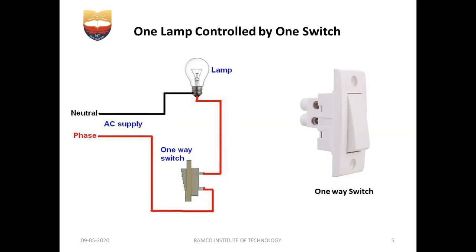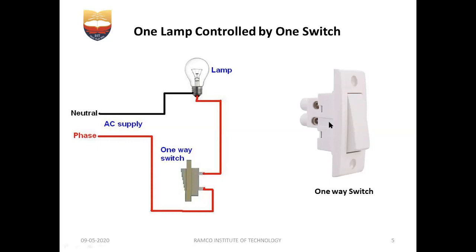Black color wire is meant for neutral. Red color wire is meant for phase. Then normally the earth terminal's color is green, right? So see the phase terminal, which is connected to the lamp through one switch, that is called a one-way switch.